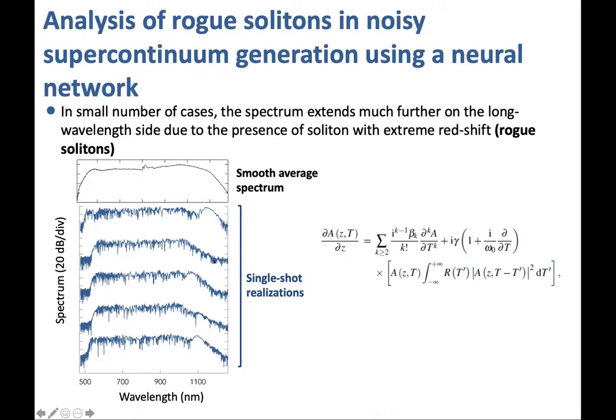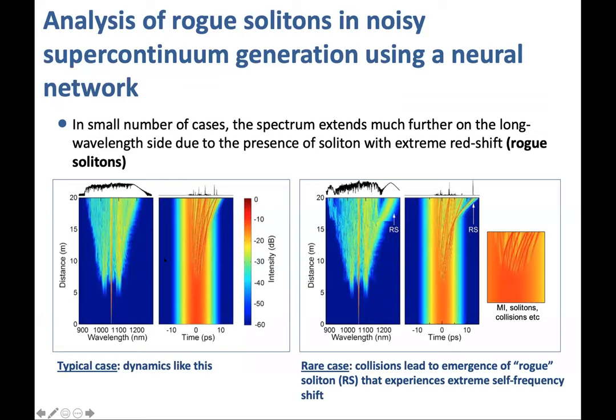And in some very rare cases, the spectrum extends actually much longer towards longer wavelengths. This is due to the presence of a soliton with an extreme wavelength shift in the spectrum. So in other words, most of the time the dynamics will be typically something like this. I'm not getting into the detail, but in very rare cases, there will be a soliton which has a wavelength which is located much further in terms of spectral bandwidth as compared to the typical cases.